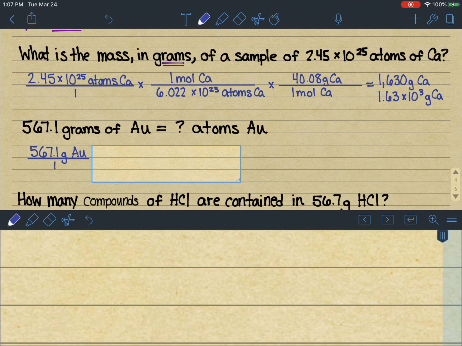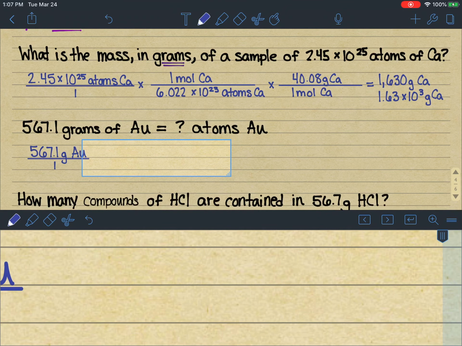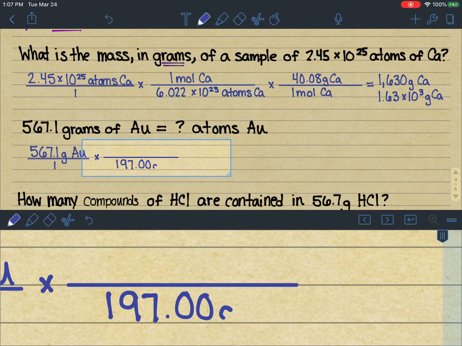All right, in this next example, I have 567.1 grams of gold, and how many atoms of gold are contained in that sample. So again, we're going to have to convert between grams to moles and then moles to atoms. So there is no direct conversion from grams to atoms that we're using. Looking on that periodic table of atomic masses, I see that 197.00 grams of gold for every 1 mole of gold.